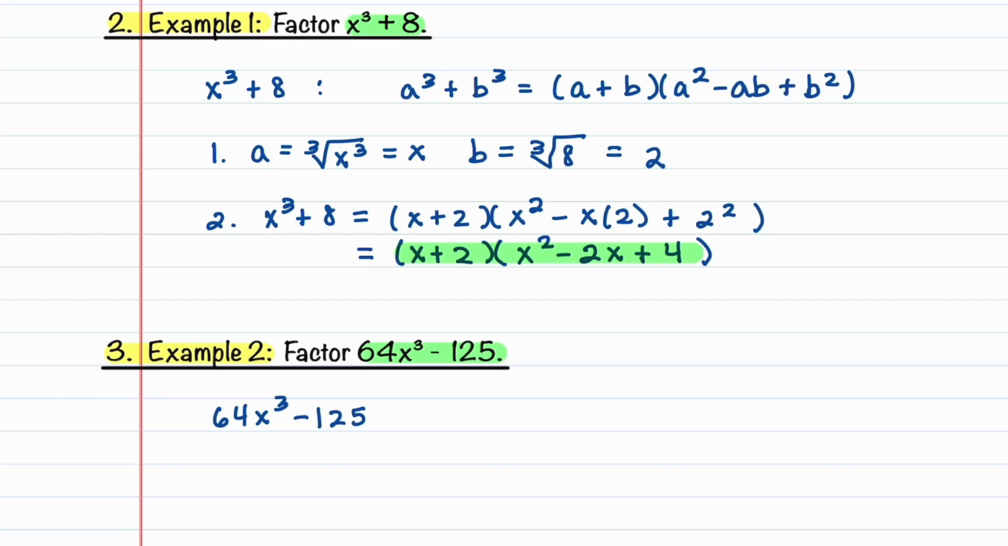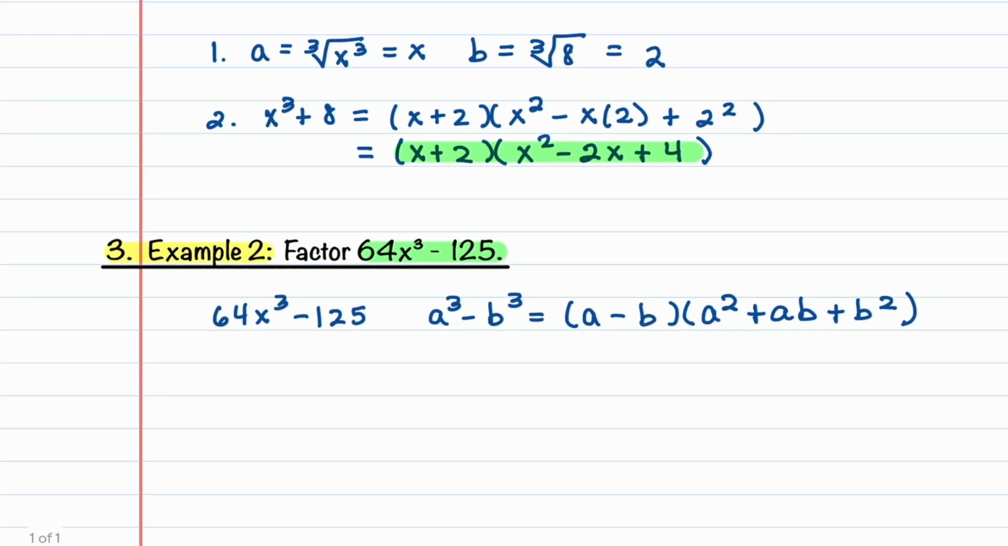And this is a difference of two cubes, so we're going to write down the formula a cubed minus b cubed, and it's equal to a minus b. Notice the negative. And then we're going to have a squared, and now we'll change the sign, and we have a plus ab plus b squared. The first thing that we'll do is define a and b.